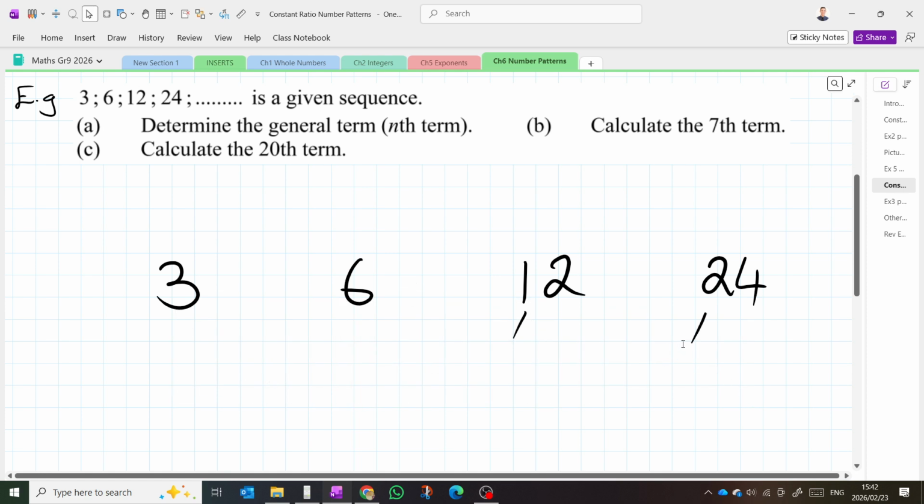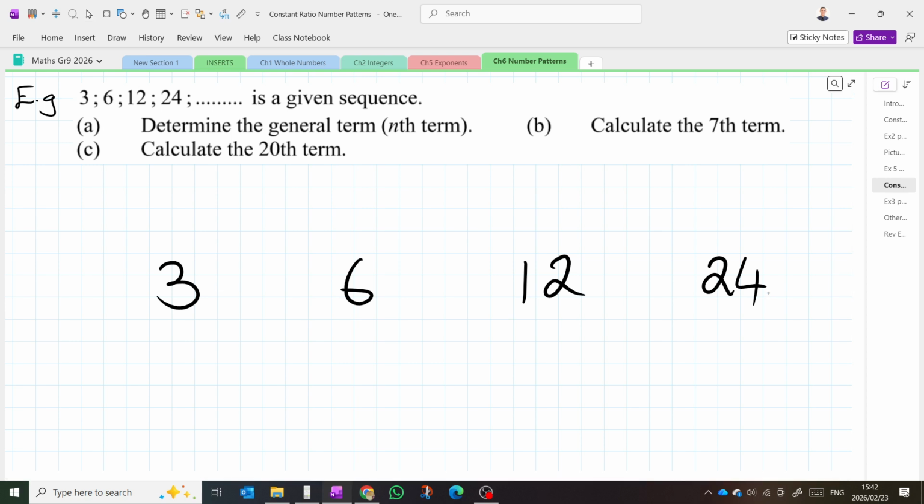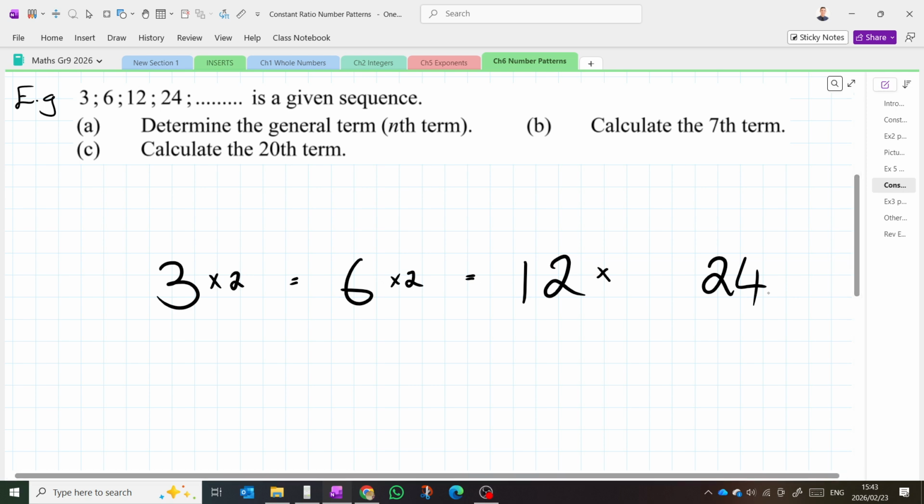Then the next type we are going to look for is constant ratio. Can I see that I'm either multiplying or dividing by the same number? And hopefully you can see that 3 times 2 is going to give you 6. 6 times 2 is going to give you 12. And 12 times 2 is going to give you 24. So there we've already identified our constant ratio.